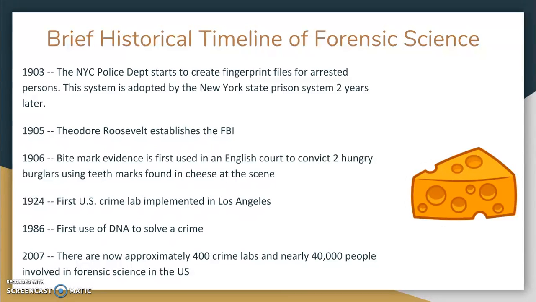1924, first U.S. crime lab implemented in LA. In 1986, so we jumped quite a few years, DNA makes its appearance on the scene. And now in 2007, this was the latest number that I had, approximately 400 crime labs and nearly 40,000 people in the U.S. are involved in forensics.